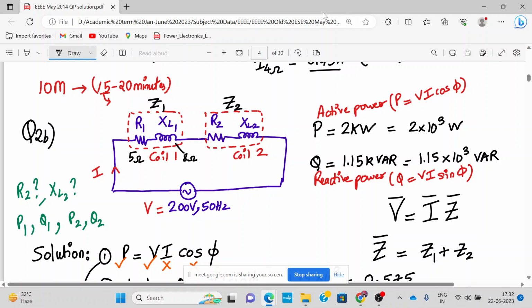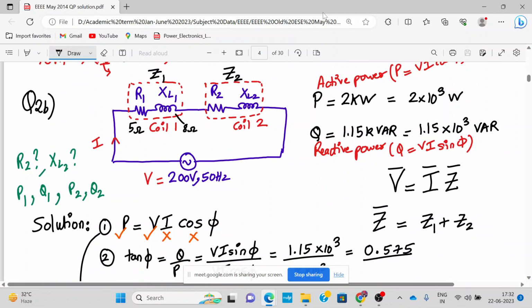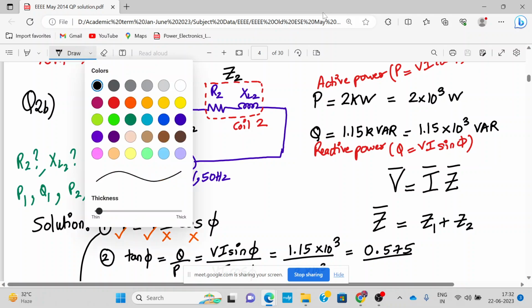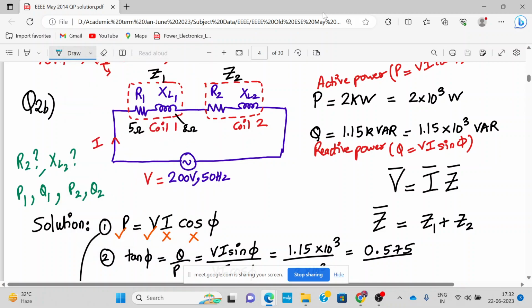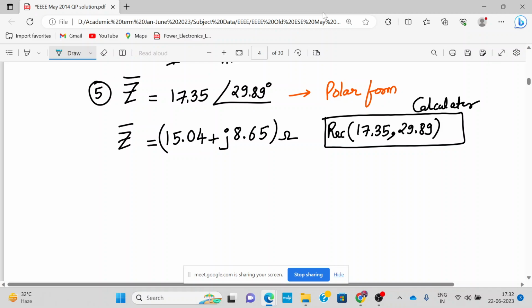Remember this is total Z, but total Z is Z1 plus Z2, impedance of coil 1 and impedance of coil 2. Can you write Z1 in rectangular form? Z1 is written as R1 plus j XL1. Z2 is written as R2 plus j XL2. So we can add or subtract them when they are in rectangular form. Alright. So this is total Z.